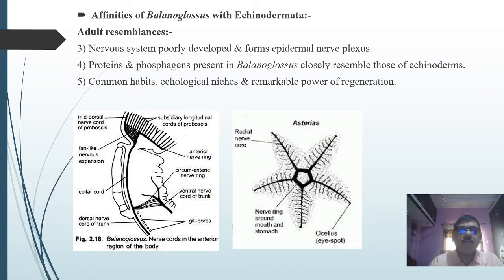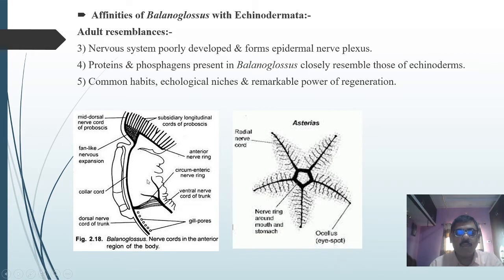Then the third affinity is the nervous system of Balanoglossus and Echinodermata. This is the nervous system of Balanoglossus, and this is the nervous system of an echinoderm, the sea star or Asterias. If you observe, there is no brain as such. Here you can observe the nerve cords and fan-like nervous expansion.